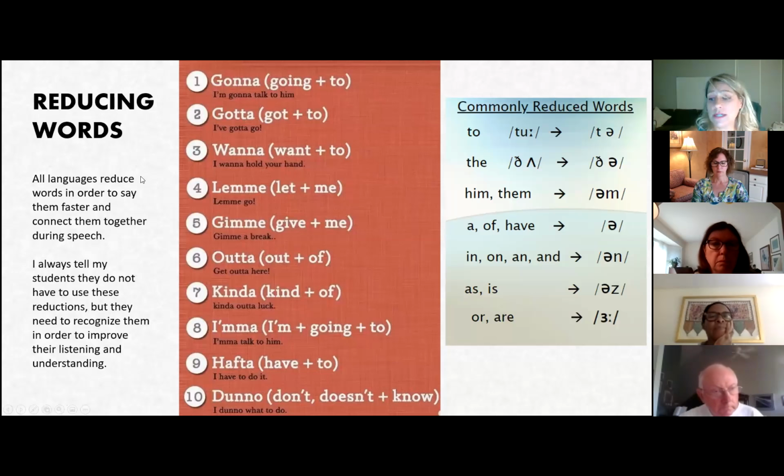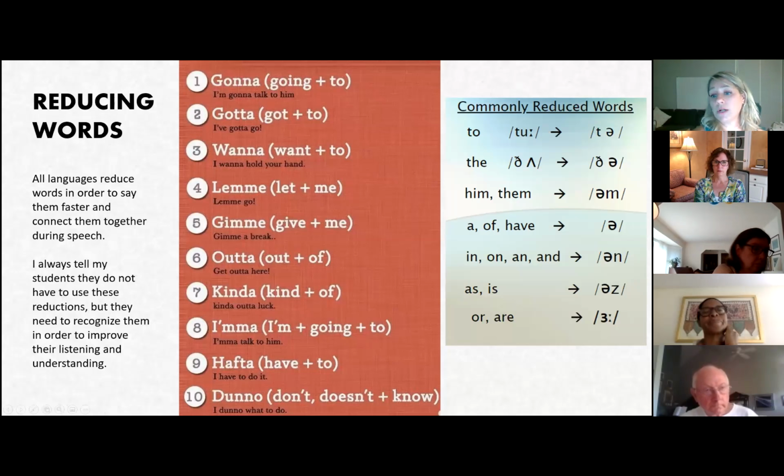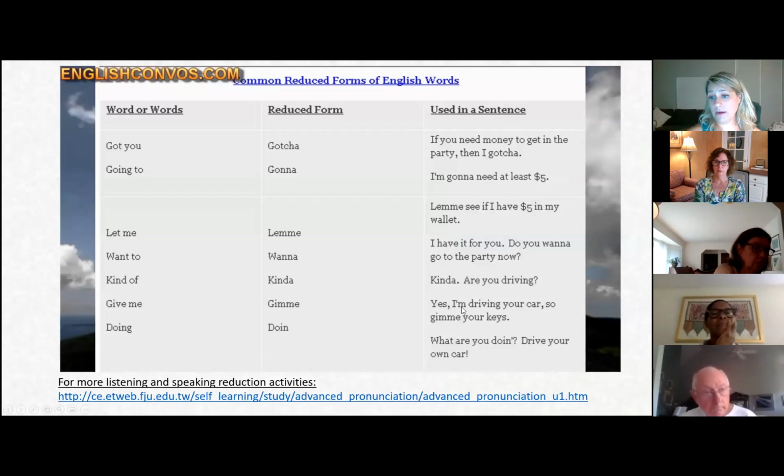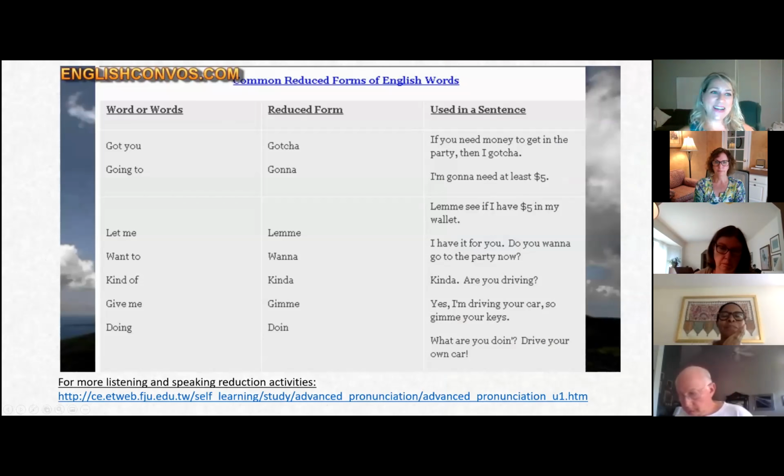Okay, and reducing words. And again, I don't expect my students to reduce. I don't expect them to say "gimme" or "lemme" or "wanna," okay? But I do expect them to understand when a speaker says it to them. So that's why I tell them what's going on with the language, okay? And so these are some of the commonly reduced words that we use in English. These are some of the common expressions that we use that are reduced, okay? Same thing here, and they're used in a sentence. "Gotcha," "gonna," "lemme," "wanna," "kinda," "gimme," "doing." We say this all the time, okay?